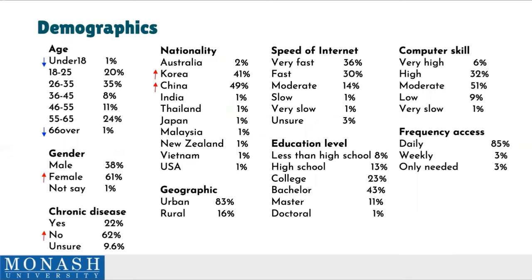Among the sample, 83% live in urban areas and 66% self-reported their internet speed as fast to very fast and have a college or bachelor degree. They self-evaluate their basic computer skills as moderate to high and very high, at 51% and 38% respectively. And 85% of them reported to be a daily active user.